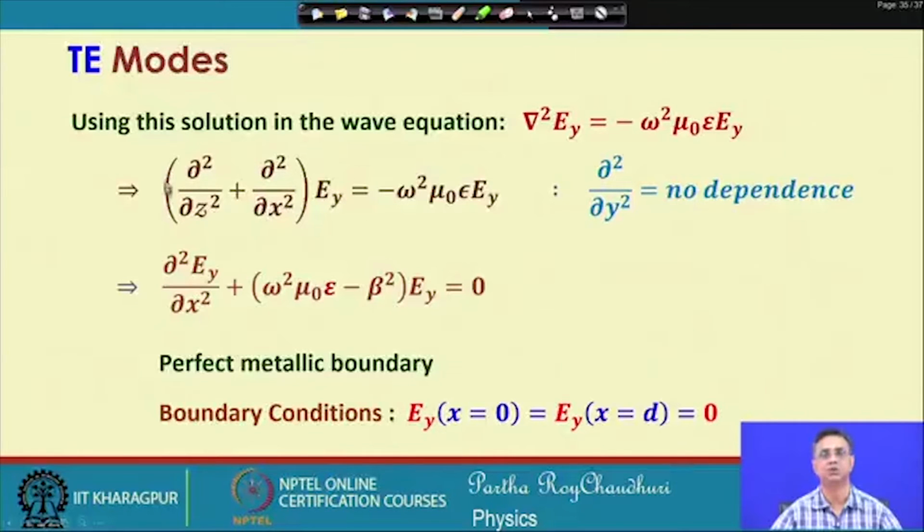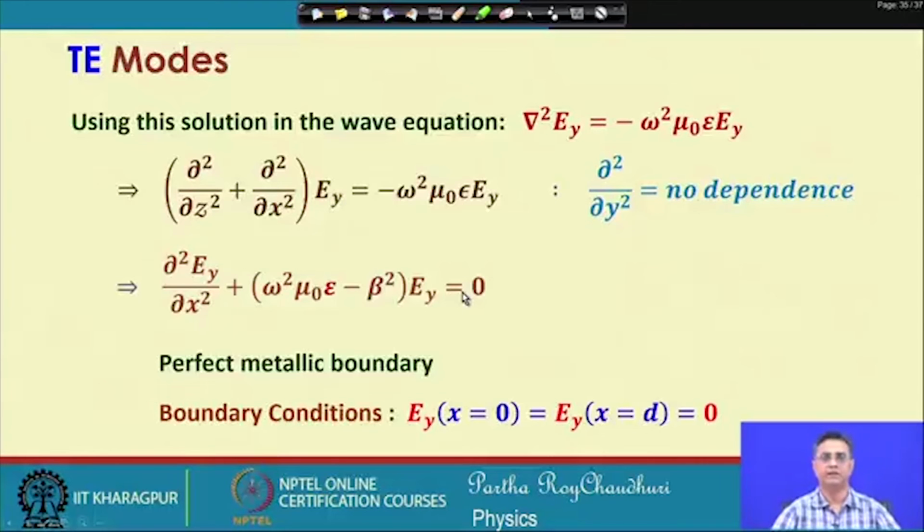Because there is no y dependence, this form reduces to this form only, and further because del square by del z square can be represented as i beta whole square, that comes onto this side as minus beta square. So, you have the wave equation for the Ey field in the TE mode, which is represented by this equation.